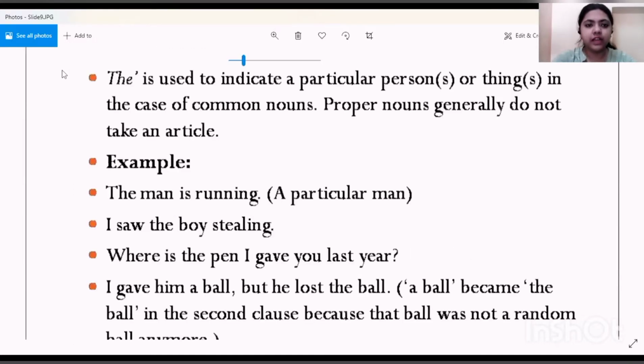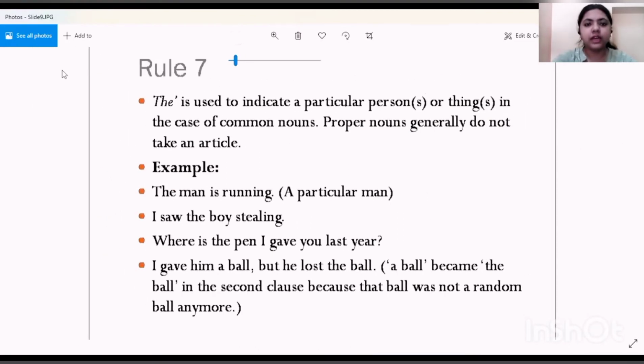So you can see we have done till rule 6. Okay, and this rule 7 deals with the rules of article the, that is a definite article. The is used to indicate a particular person or thing in the case of common nouns, right? But the point to note over here is in case of common noun. Okay, don't confuse it with the proper nouns, because proper nouns generally do not take any article.